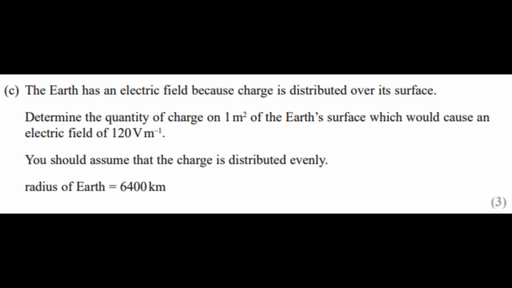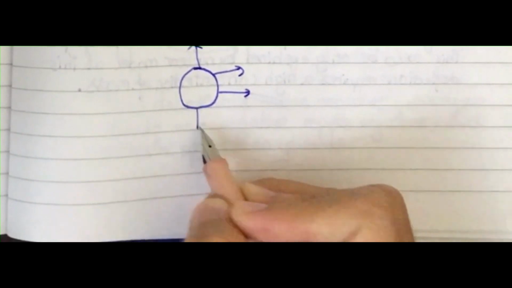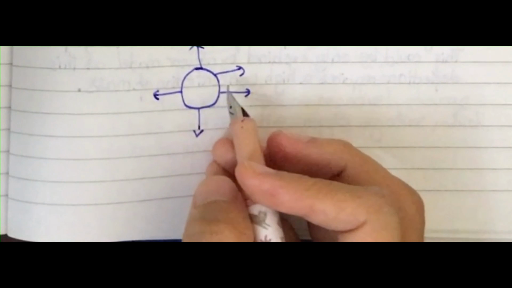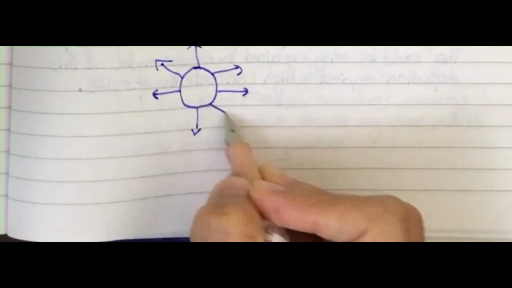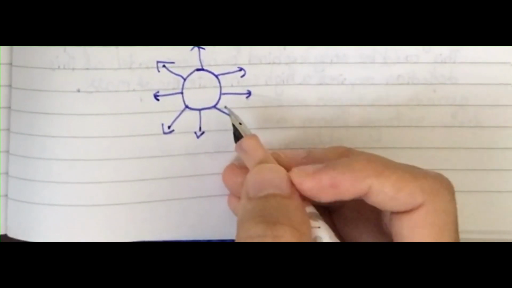The radius of the earth is basically 6400 kilometers, right? Okay, so we know the formula for a point charge in a radial field. A radial field basically means this is your charge, and the field goes this way, because now we're talking about the earth, not the point charge anymore. We're talking about the earth itself. So this is your earth, and this is your arrow.